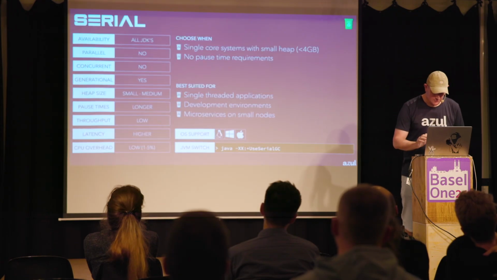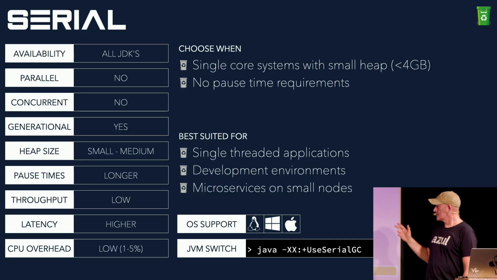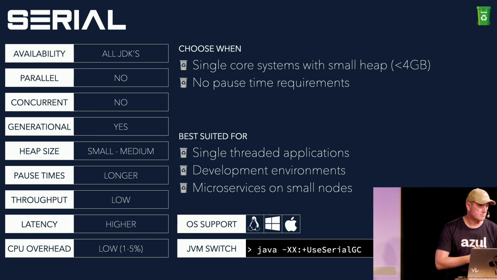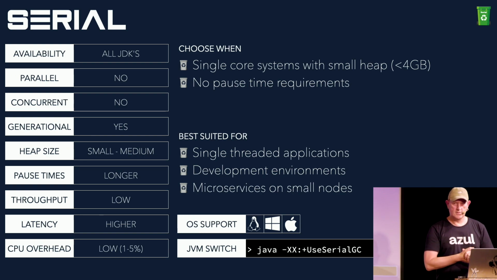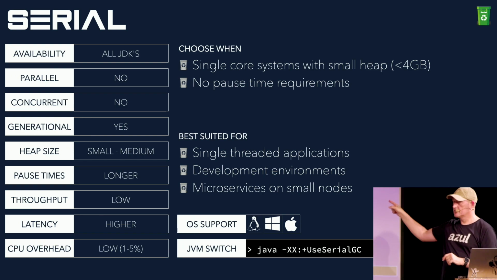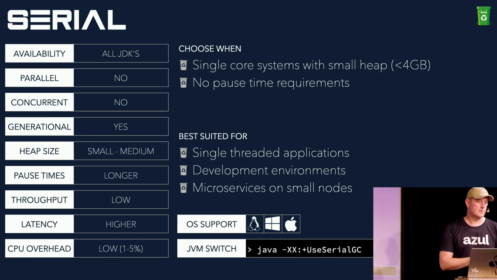Serial collector, the simplest one. It is good if you have small nodes. Who's running Kubernetes, or whatever orchestration system, containerized systems, services, okay? Who runs very small services? One CPU, maybe less than 1.8 gigabytes of RAM? If you do that, you will get this collector if you don't define any.